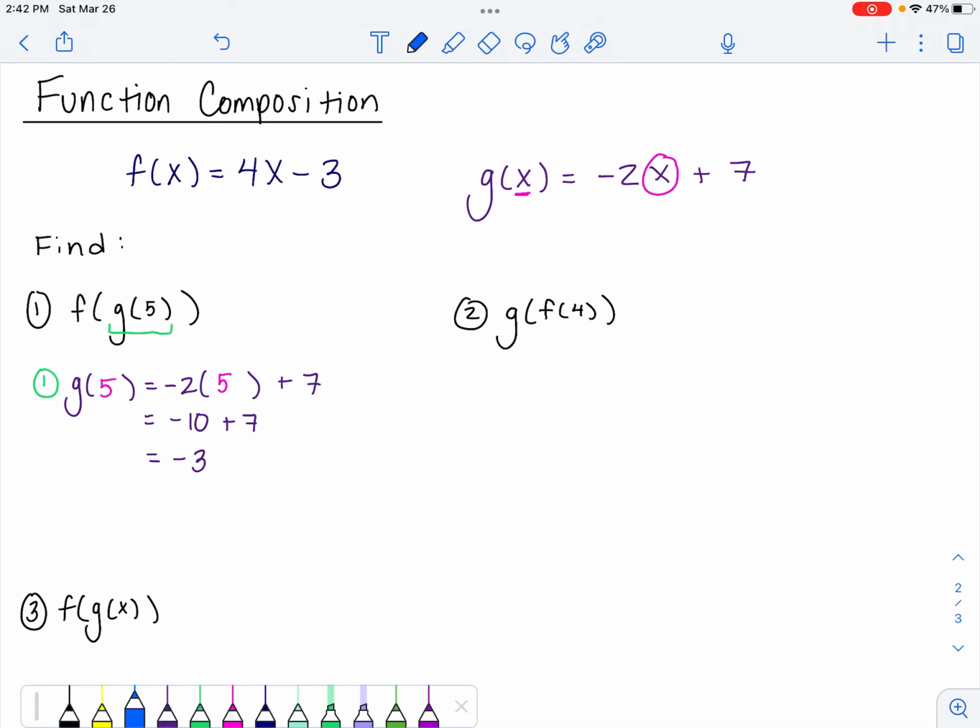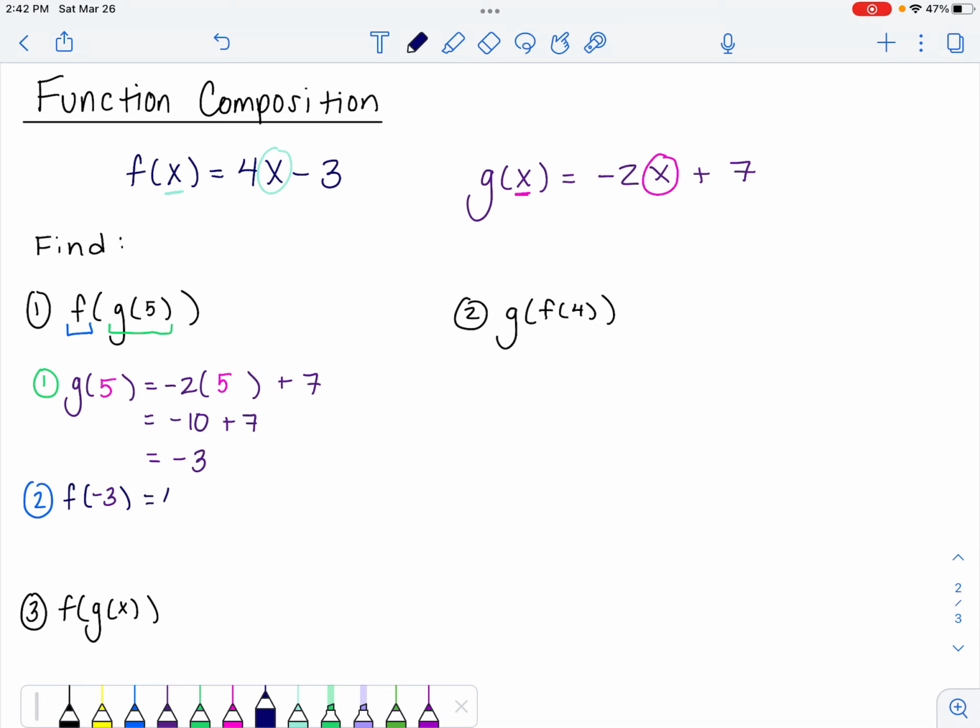Then what I'm going to do second is put that into my outside function. So the second thing I'm going to do is find f of negative 3, my answer from the first part of the problem. So in my f equation, everywhere you see the x in the f equation, we're going to plug in our input value.